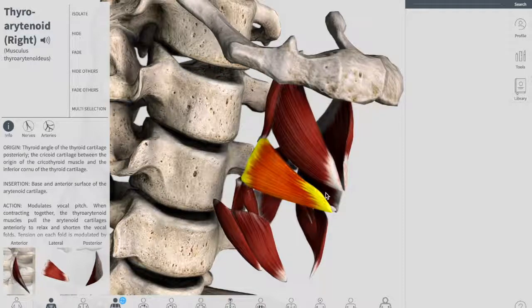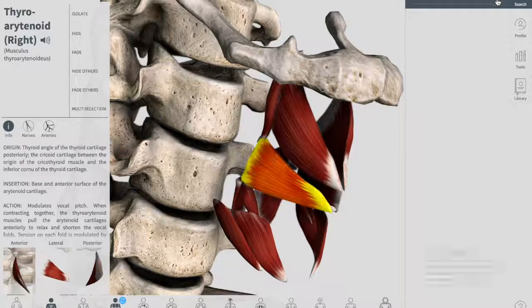It attaches from the inferior posterior aspect of the angle of the thyroid cartilage and attaches to the anterior lateral part of the arytenoid cartilage. Action is simply that it relaxes the vocal cord. Its innervation is the inferior laryngeal nerve. Very simple.